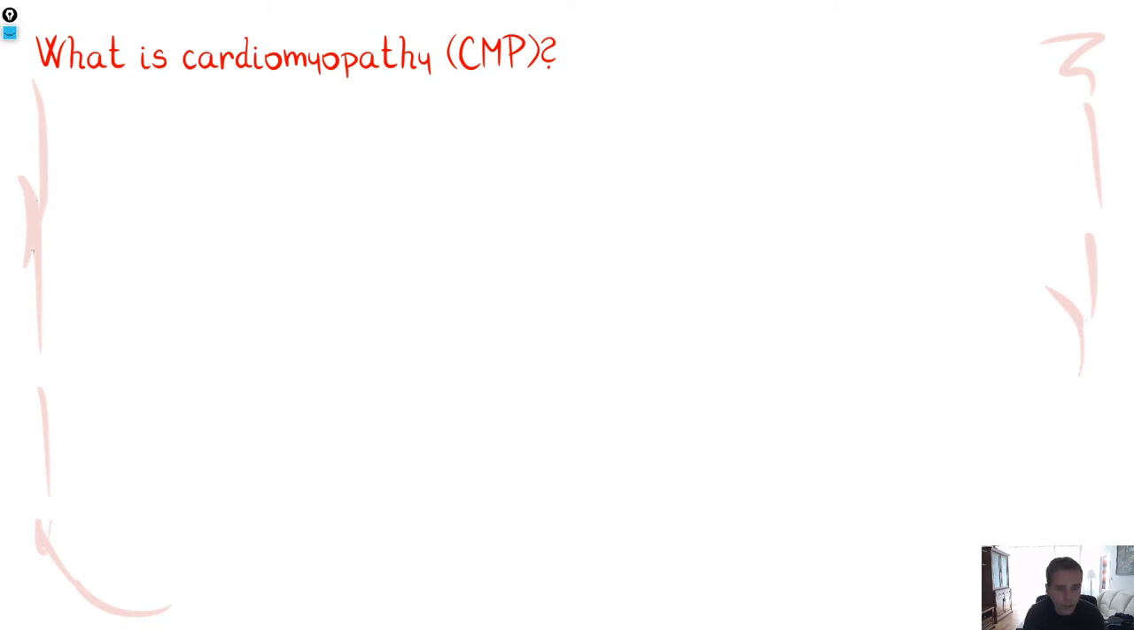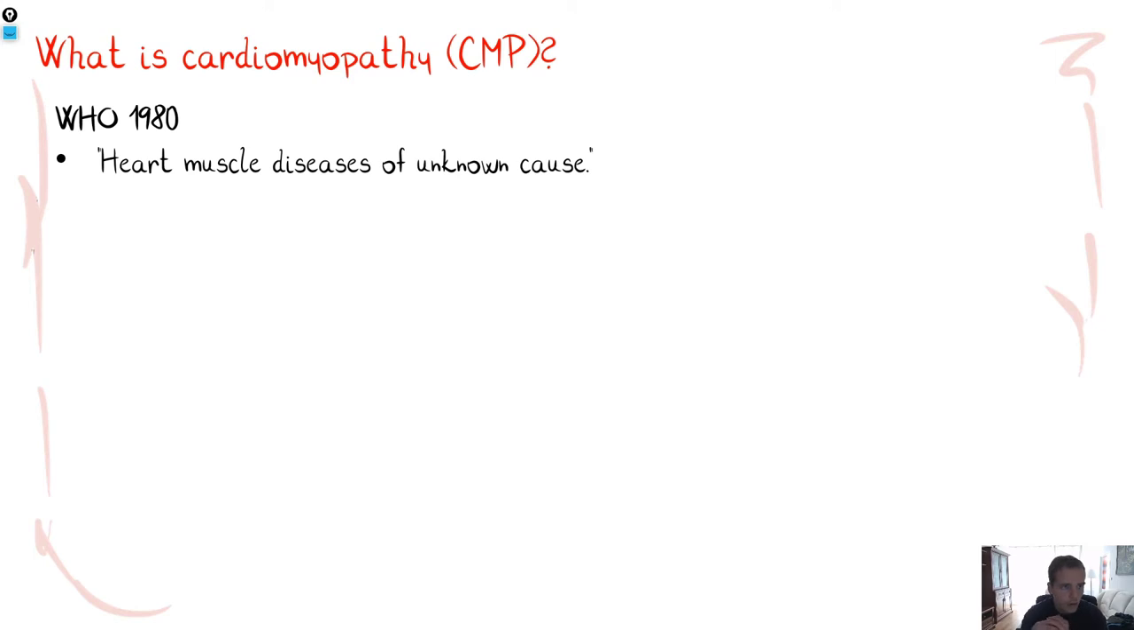In the beginning, we will focus on the definition and the classification of cardiomyopathies, and then we will briefly discuss the most common cardiomyopathies. So what is cardiomyopathy? What does it mean? We will start in history. We will go back in time to 1980, when WHO defined cardiomyopathy as a heart muscle disease of unknown cause.